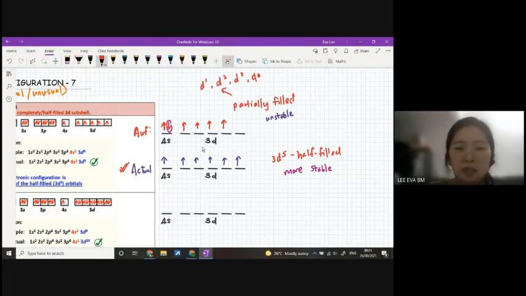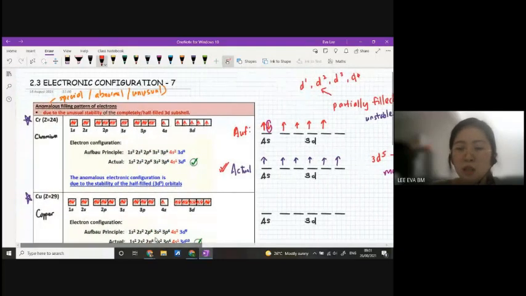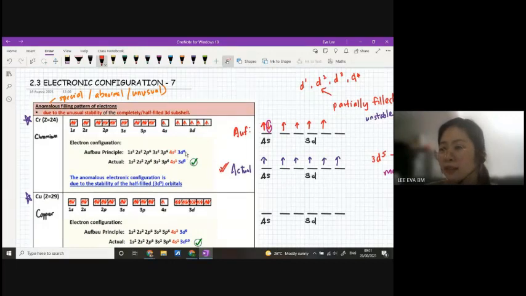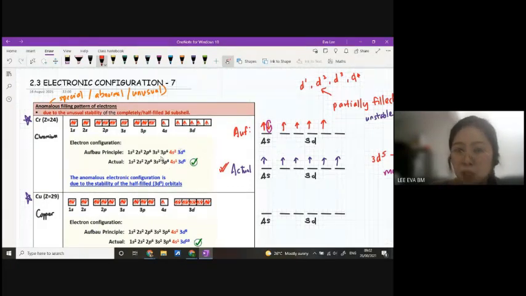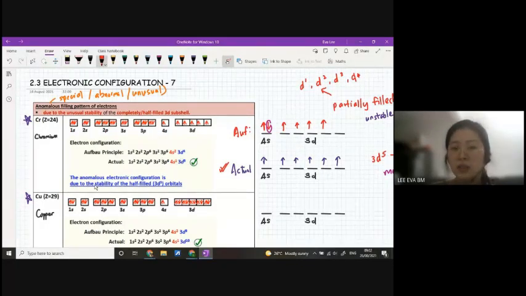So in your electronic configurations, you will follow 4s1, 3d5. Of course, in the exam, you need to write down both. Kena tulis kedua-dua. Ikut Aufbau, nampak dulu 4s2, 3d4. Lepas susun balik, dapat 4s1, 3d5. So the reason, very simple. If for chromium, because we see the halfly filled orbital, then the reason will be because the half-filled 3d orbital is more stable.